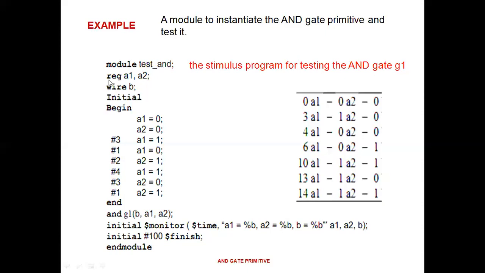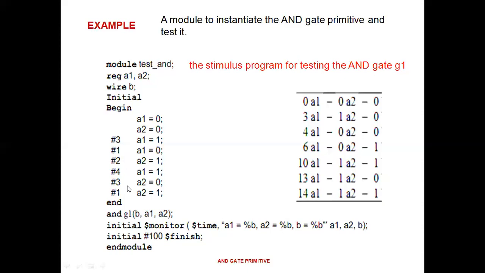Next, reg a1, a2. What are a1 and a2? Those are nothing but inputs. A1 and a2 inputs, we are declaring them as reg type. What is the next statement? Wire b. What is b here? B is nothing but the output of the AND gate. So we are declaring it as a wire data type. Here the inputs A1 and A2 are reg data type and B, the output, is of wire data type.